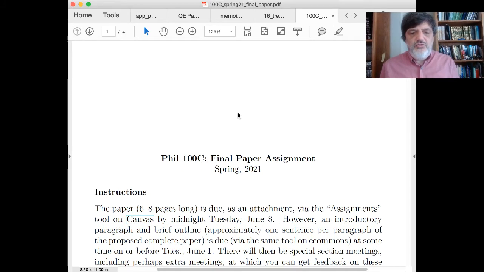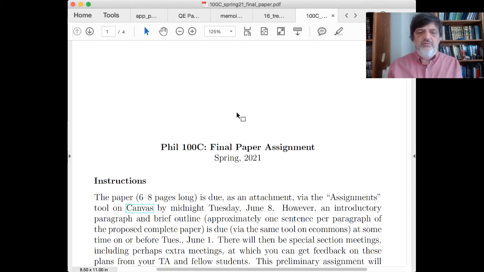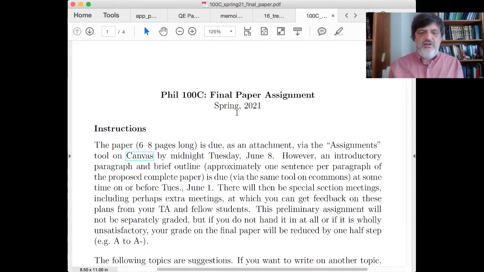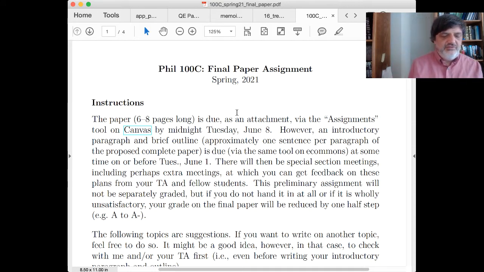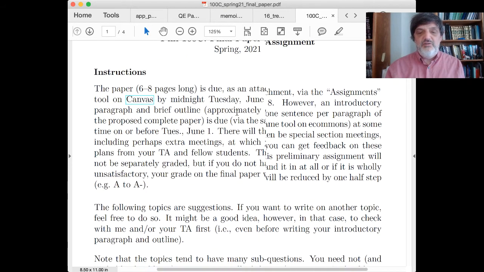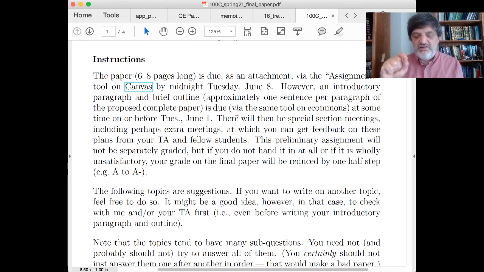Right. So it's due on Tuesday during finals week. 6 to 8 pages long, double spaced. As I always say about those length things, it's to give you an indication of how much of a paper it should be. Don't try to fill it up with stuff to make it long enough. If you're worried about that, you can always insert a tiny little bit of space between every line, so you have the right number of pages.